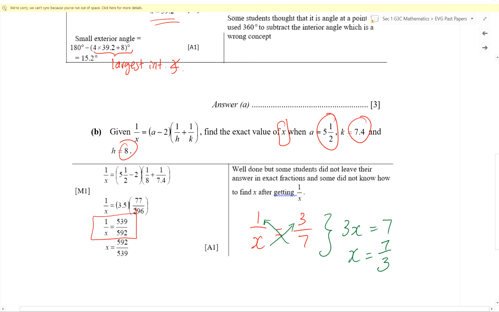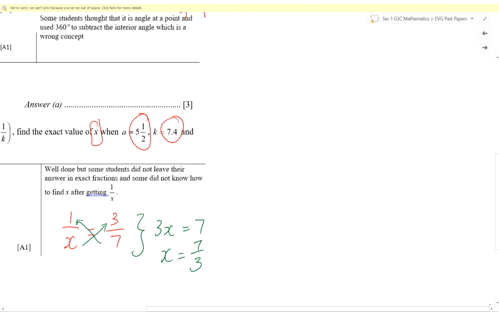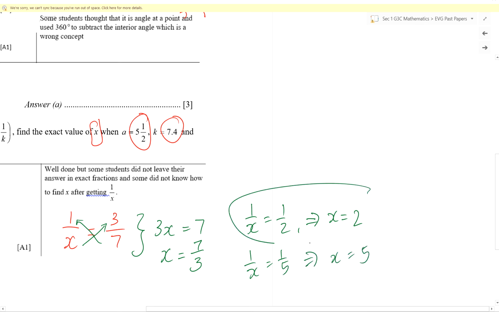But is there a faster way? Let me just list out all the other examples that I've shown you so far. If 1 over x is 3 over 7, x is 7 over 3. I also showed you 1 over x equals 1 over 2. That means x equals 2. If 1 over x equals 1 over 5, that means x equals 5. Okay, now look at these 3 examples.